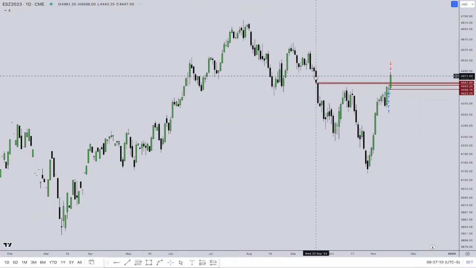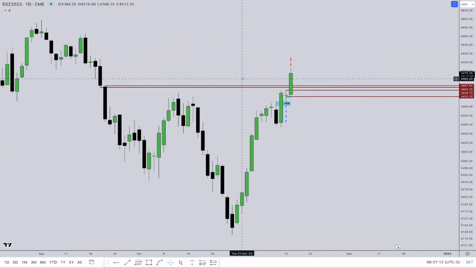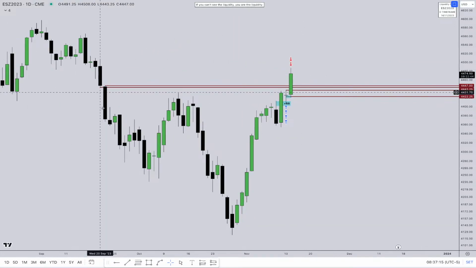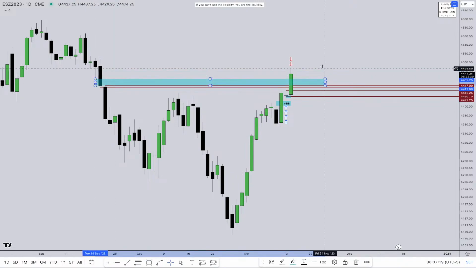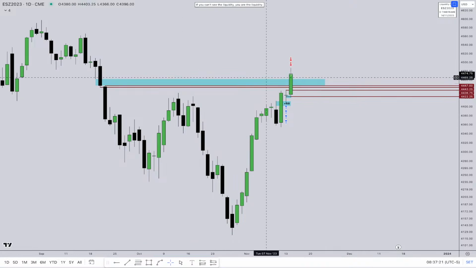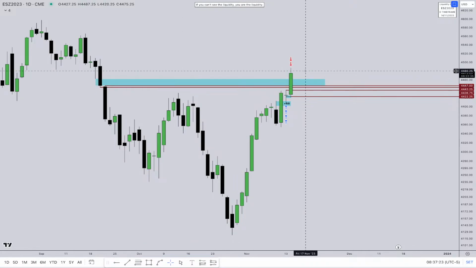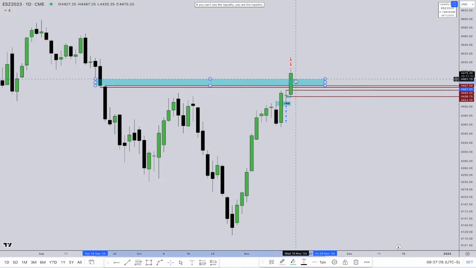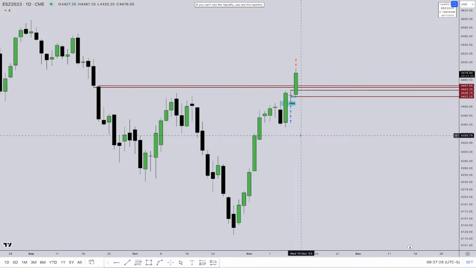If we check the daily time frame, you can see it has reached this fair value gap that I've mentioned. I literally mentioned that before CPI, and we've seen price attack it perfectly.